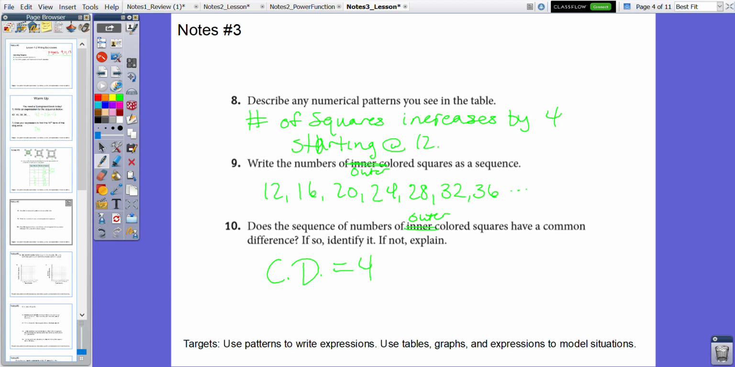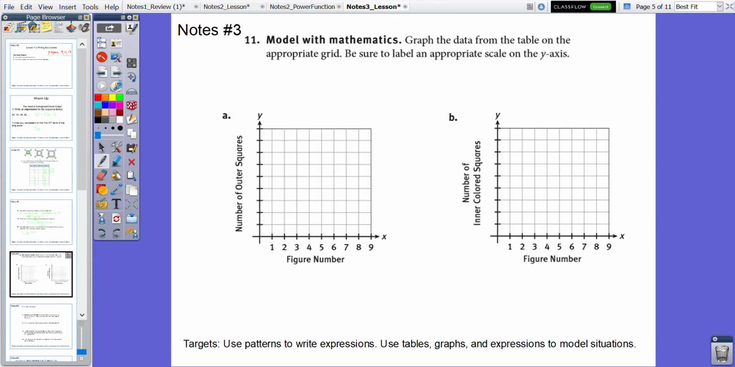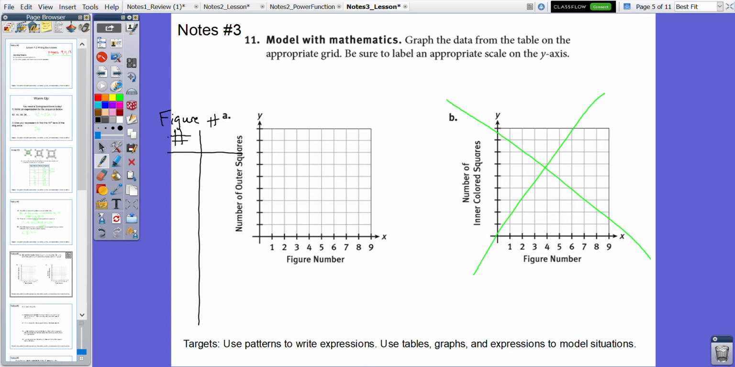Moving on to the next part, looking at this as a graph. Model with mathematics. Once again, we're not going to look at the inner colored squares. We're just going to look at the outer colored squares. Just as a reminder, we're going to have our figure number and the number of squares.